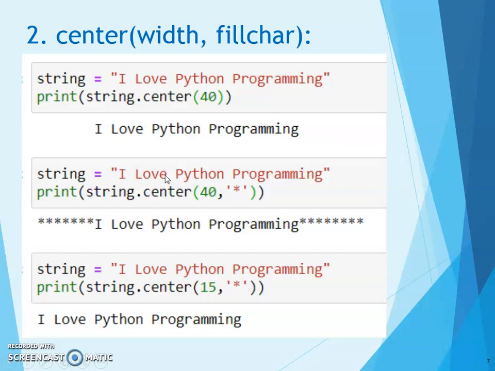Same example we'll see with the fillchar as an asterisk. Then wherever space bar was there, here it is padded with these stars on the left and right hand side. Now for example, if we write this width as a small number that is less than the actual length of the string, then the original string will be returned as it is.